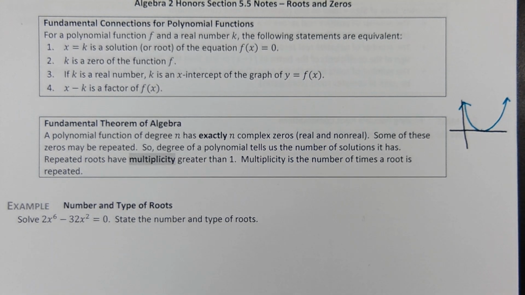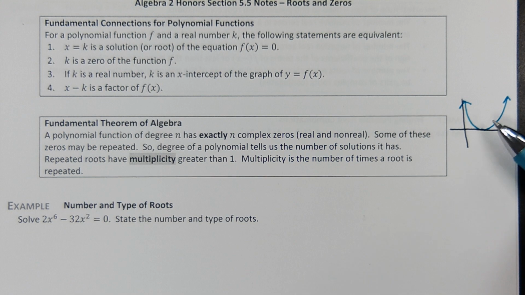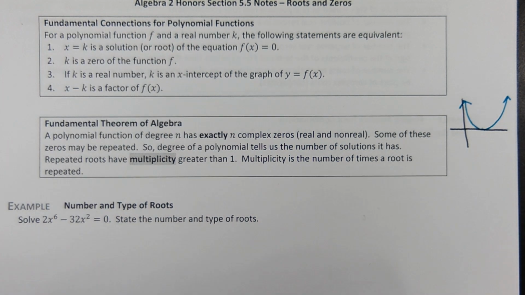But you see, we're just splitting hairs. We're being picky here. The difference is the way we use the words. It has 1 unique solution, but it does have 2 solutions. It's just that that solution is repeated. Let's just say that was at x equals 1.